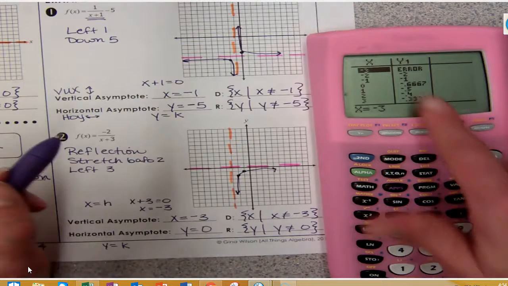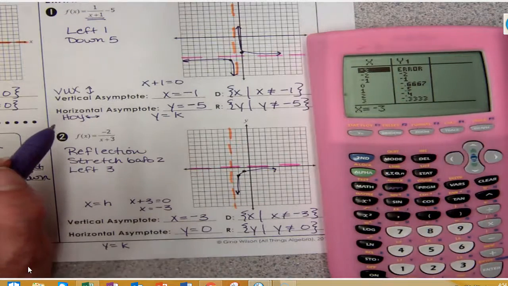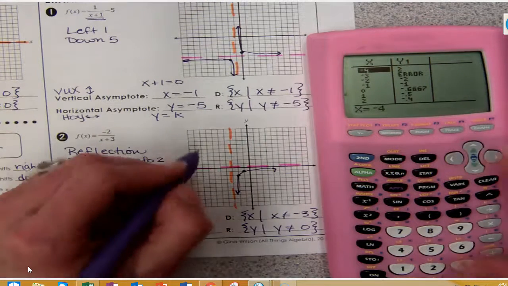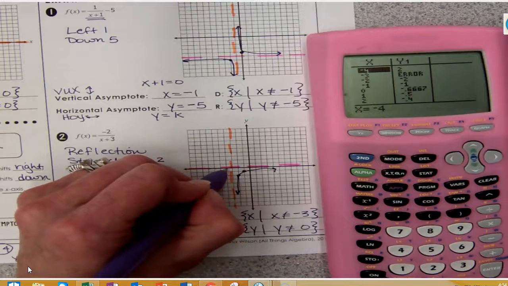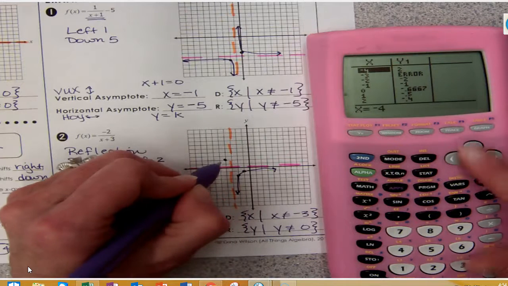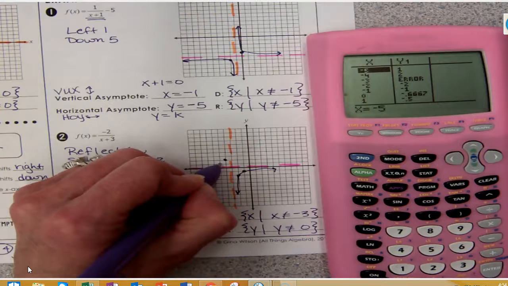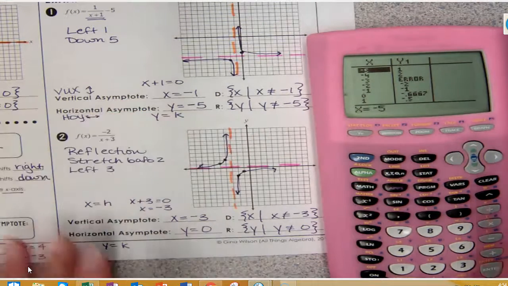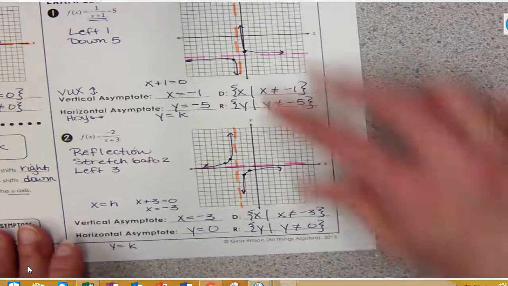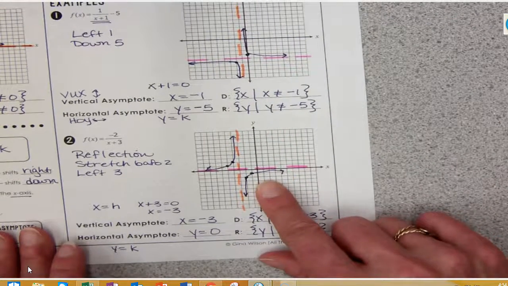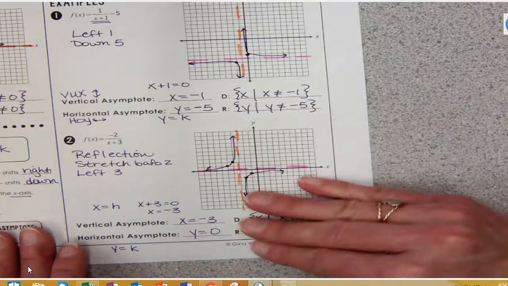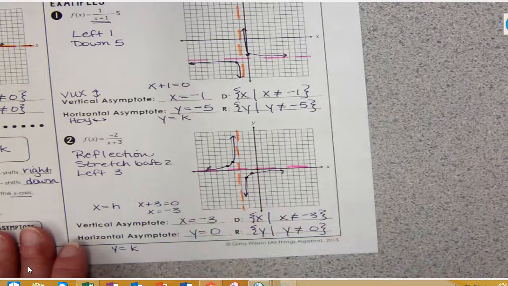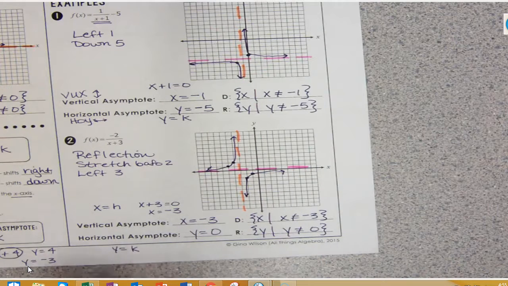It stretched it by a factor of 2, so it's no longer just at 1. And let's see what's happening here at negative 4. 1, 2, 3, 4, 2, and negative 5, 1. So same type of graph. Now look, this one's reflected. That means that this is now flipped down onto this one. This is now flipped up into that quadrant. Hopefully that helps.